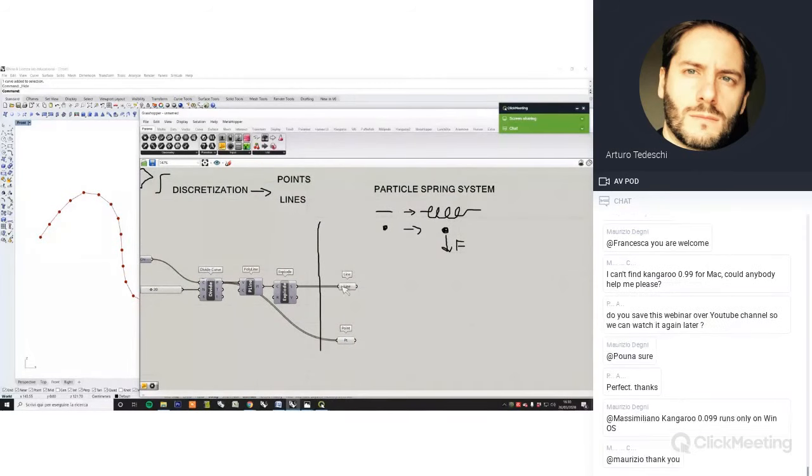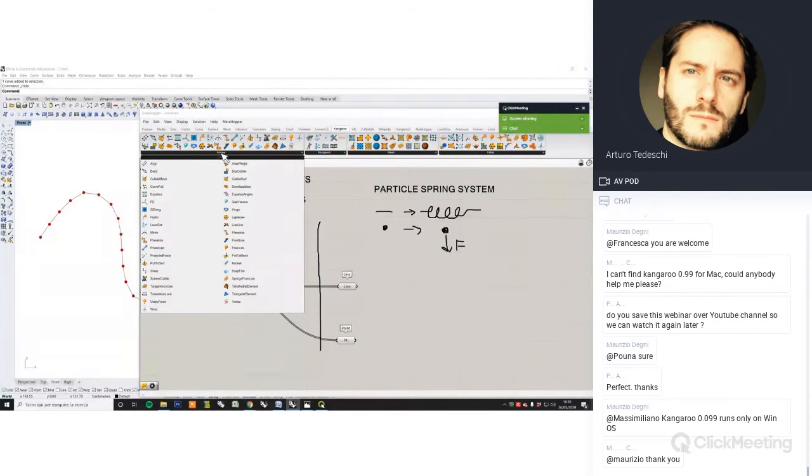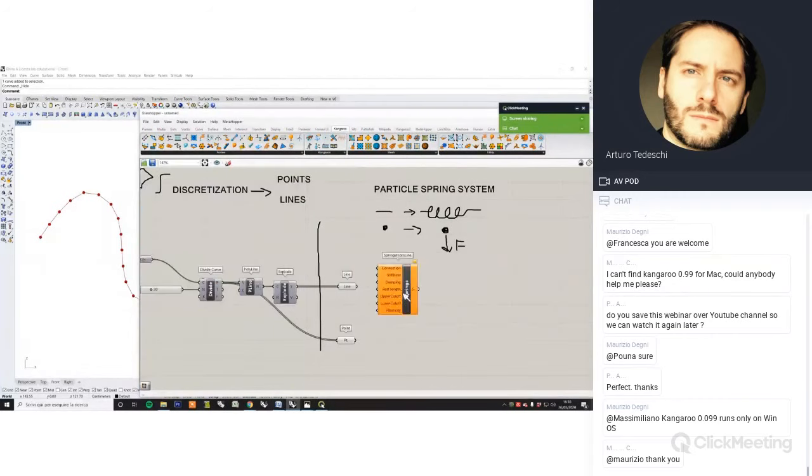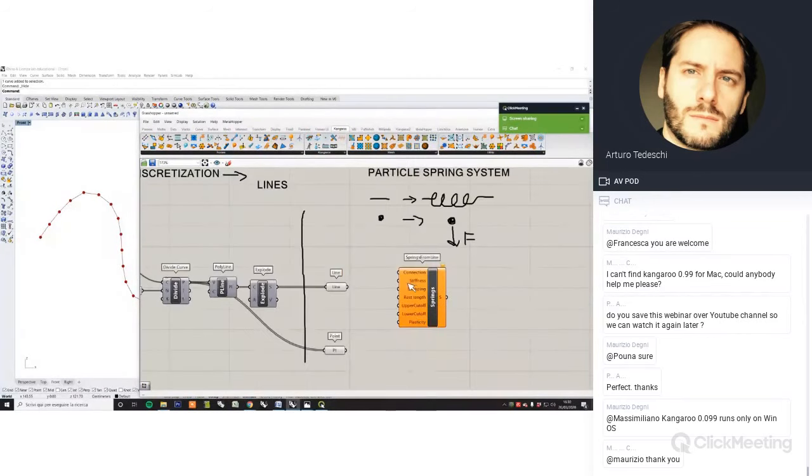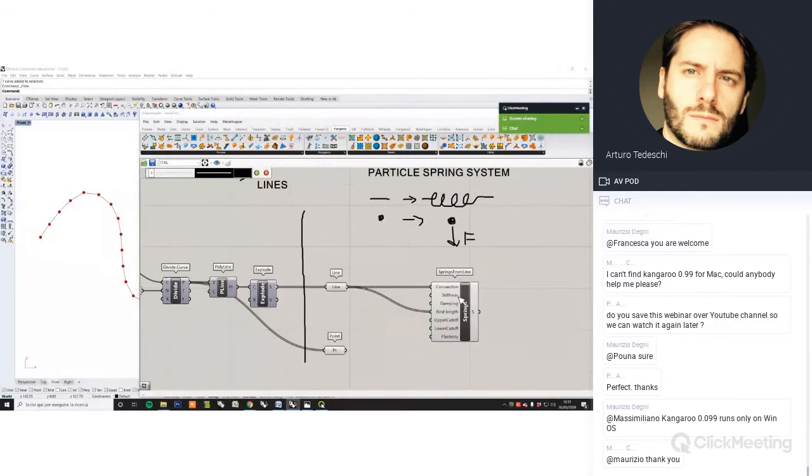Okay, so in order to convert lines into springs, we can go to Kangaroo Forces. Kangaroo 1 uses this kind of terminology. The actions are called forces. Later on, if we have time, I can also show you something about Kangaroo 2. In Kangaroo 2, they are called goals instead of forces. So in Kangaroo Forces, we can find a component called Springs From Line. Springs From Line creates a set of springs starting from lines. Now, in order to create this kind of conversion, you just have to connect your lines to Connections and Rest Length. You can trust me, and you can ignore right now the other inputs like this. Okay.